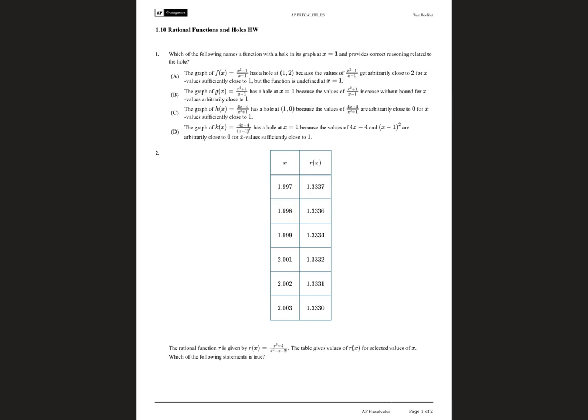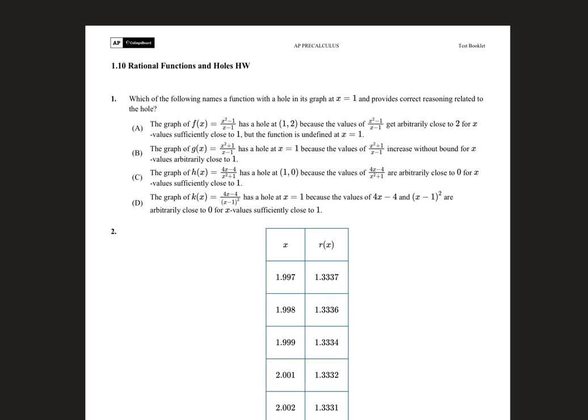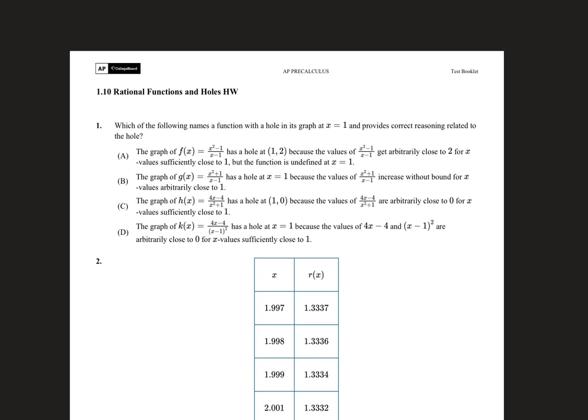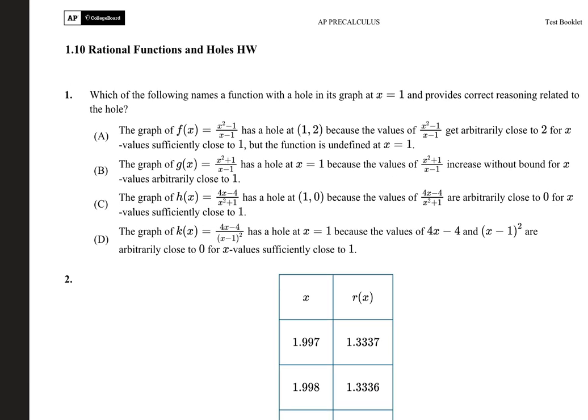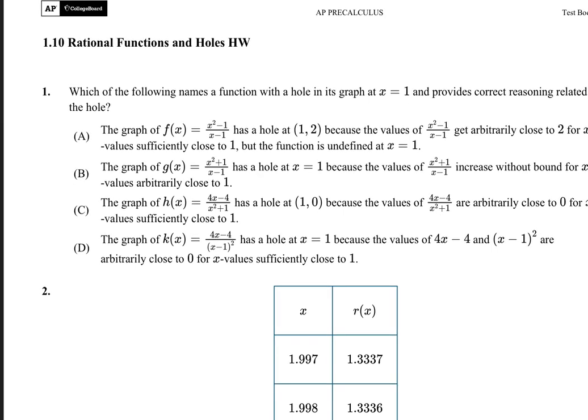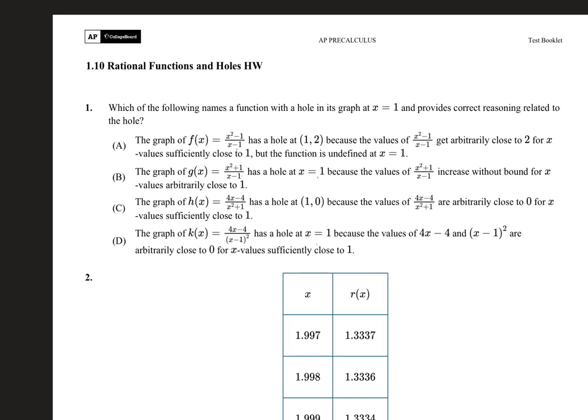All right, now let's look at 10. 110 is where we start talking more about holes. It says, which of the following names a function with a hole in its graph at x equals 1 and provides correct reasoning related to that hole? So if I look at the equations that they're giving, the first part is, this is the graph of, and then where is the hole, and then why is that happening?